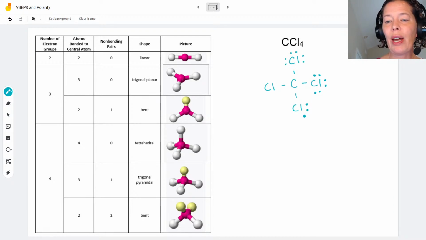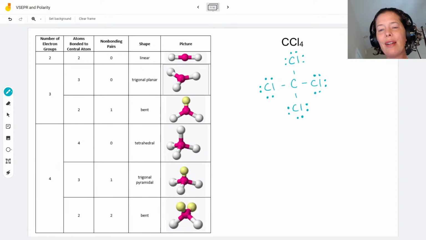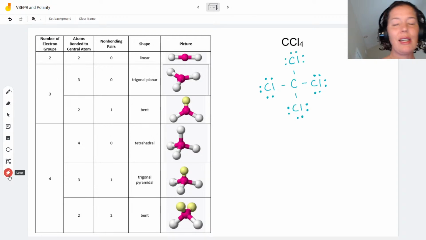So if you had a chance to see the last live stream, this structure has a lot of electrons, and you feel like, oh boy, it's going to be a complex structure. But no, it's really not. It just takes forever to draw these non-bonding pairs in. Okay, here is carbon tetrachloride.